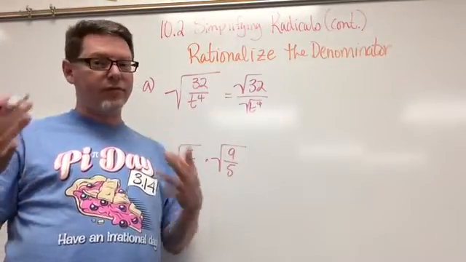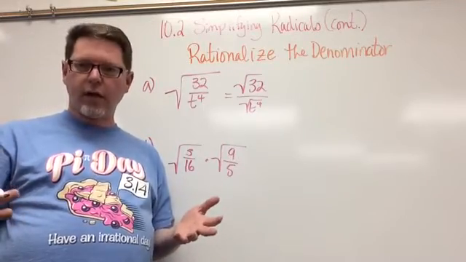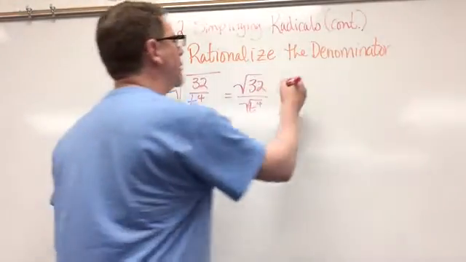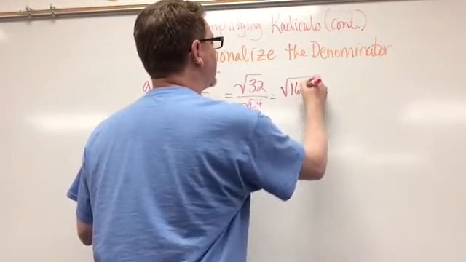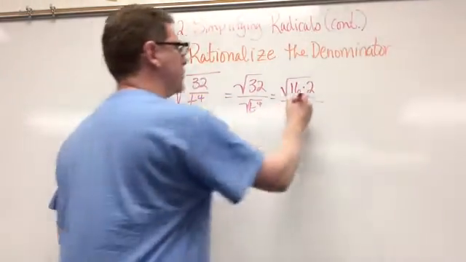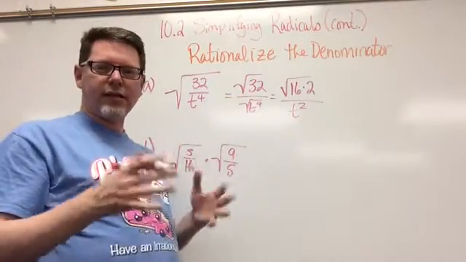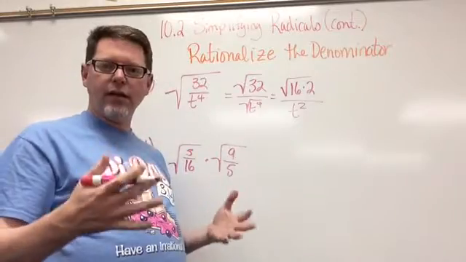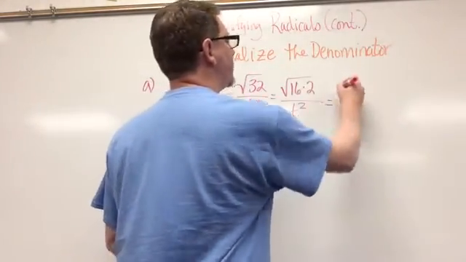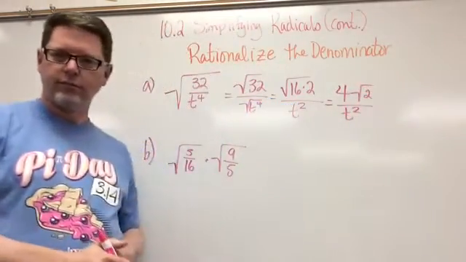Is there a perfect square factor of 32? Yes. And what is it? No, it's not 4. That's what you thought. It's 16. So I've got the square root of 16 times 2 over, what's the square root of t to the 4th? Well, that's t squared. So the denominator's done. There's no rationalizing anything because there's no radical in the denominator. So I've got the square root of 16 times 2, so that equals the square root of 16 is 4 times the square root of 2 over t squared, and I'm finished.